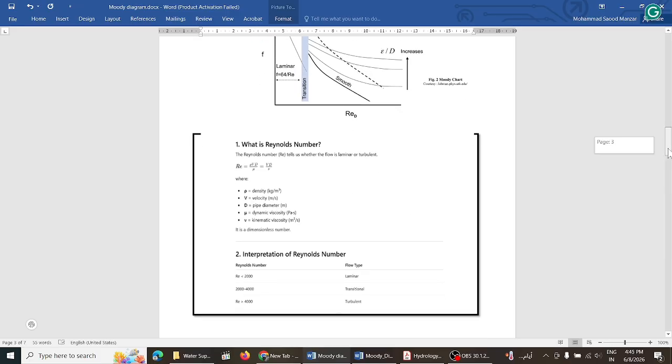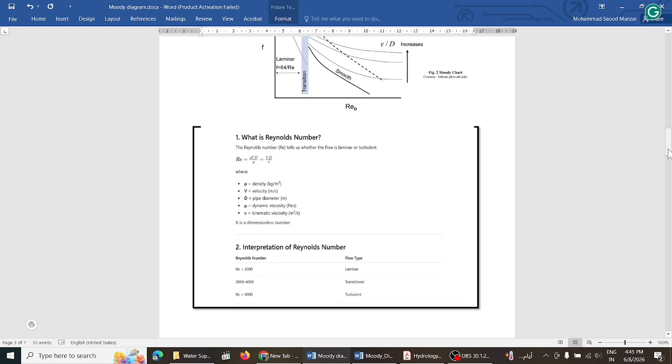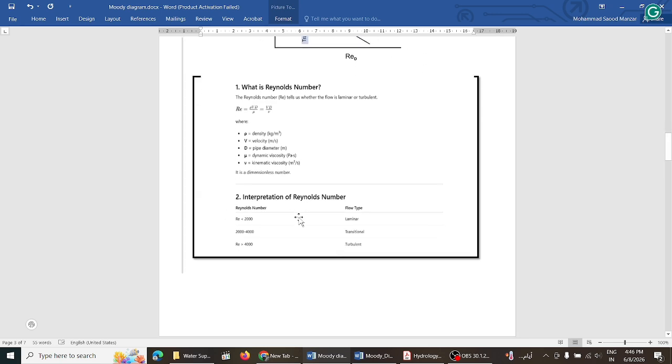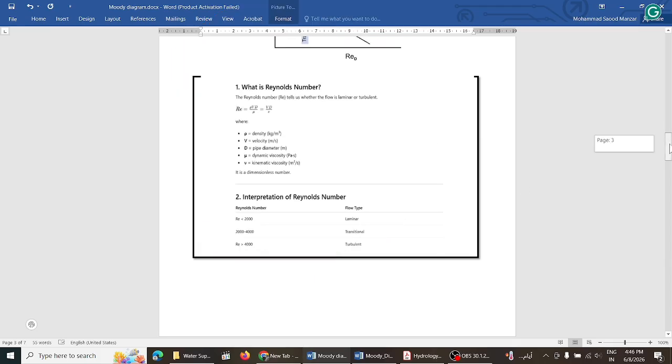And this is also a dimensionless number, like epsilon upon d, the relative roughness. And this is the interpretation of the Reynolds number. If the Reynolds number is less than 2000, the flow is laminar, and if it lies from 2000 to 4000, it will be transitional. And greater than 4000, it's turbulent.